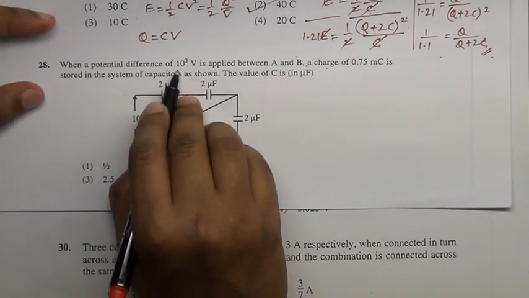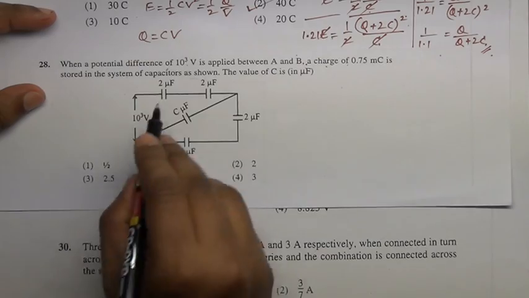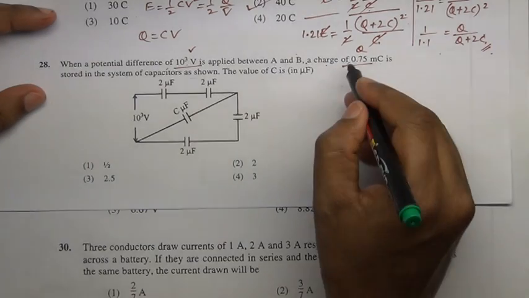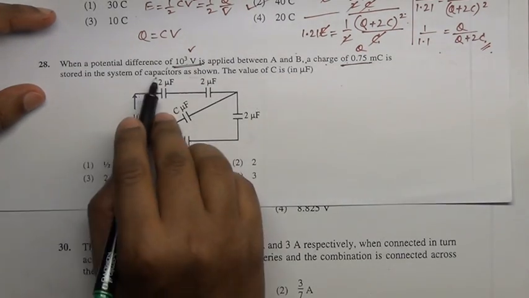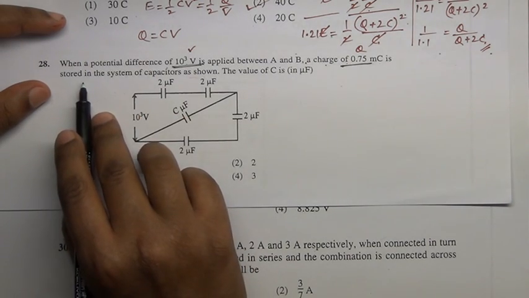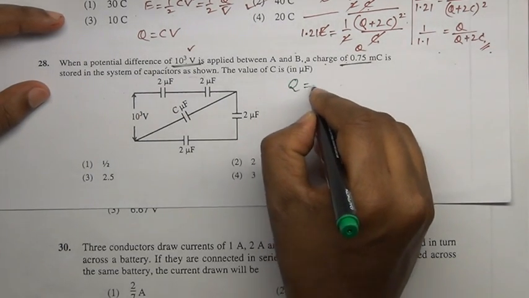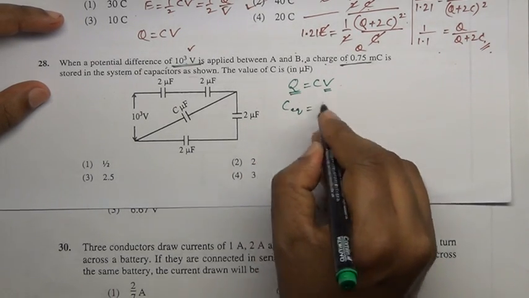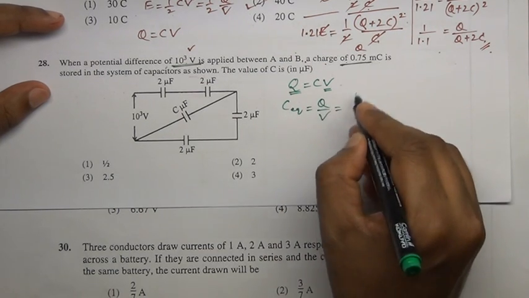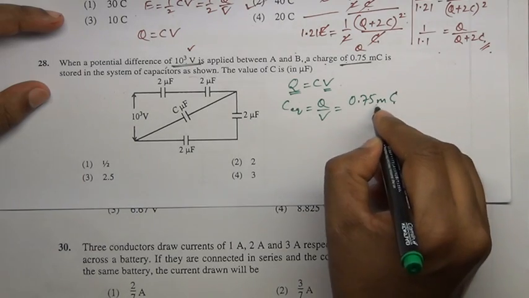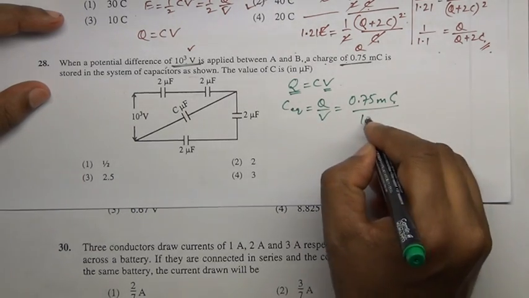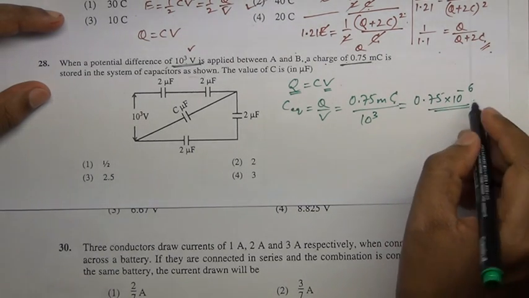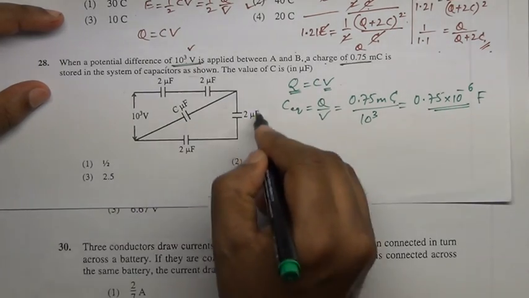When a potential difference of 10 power 3 volt is applied, charge is observed. Therefore, for a capacitor we can write q equal to CV. So we can find out the equivalent capacitance, q by V. Charge is 0.75 millicoulomb divided by voltage 10 power 3. 10 power 3 goes to the denominator, 0.75 into 10 power minus 6. This is the equivalent capacitance.